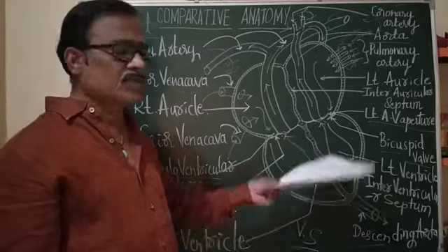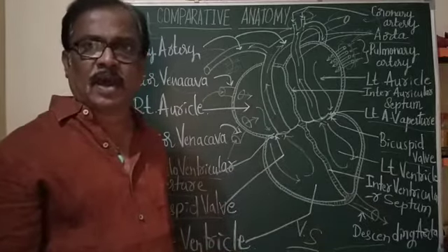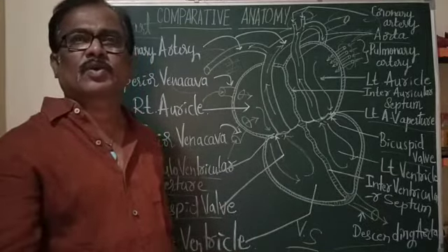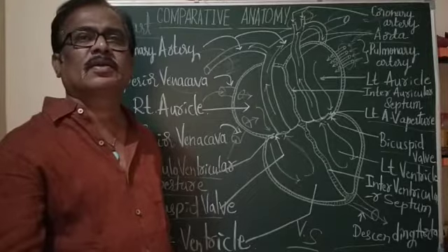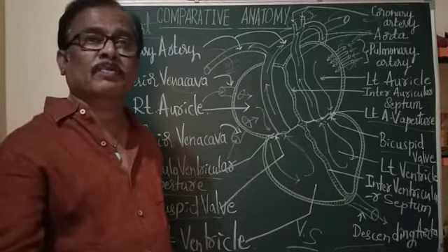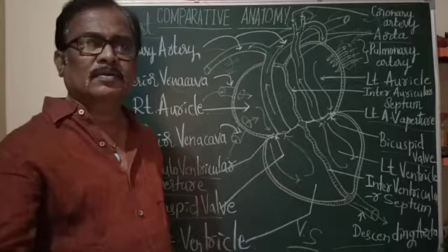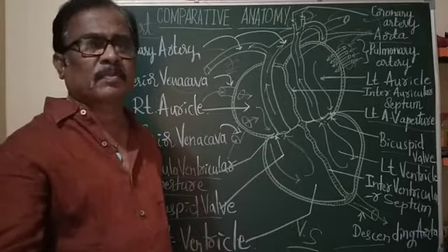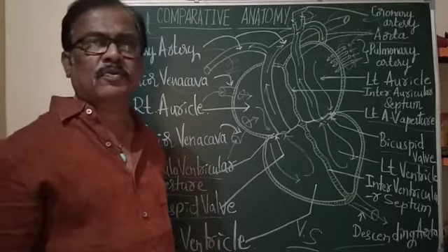I think you will understand the entire structure of the heart. In the next class, we are going to discuss the comparative anatomy of the heart by taking 2 examples, or by taking all the 5 examples of vertebrates.